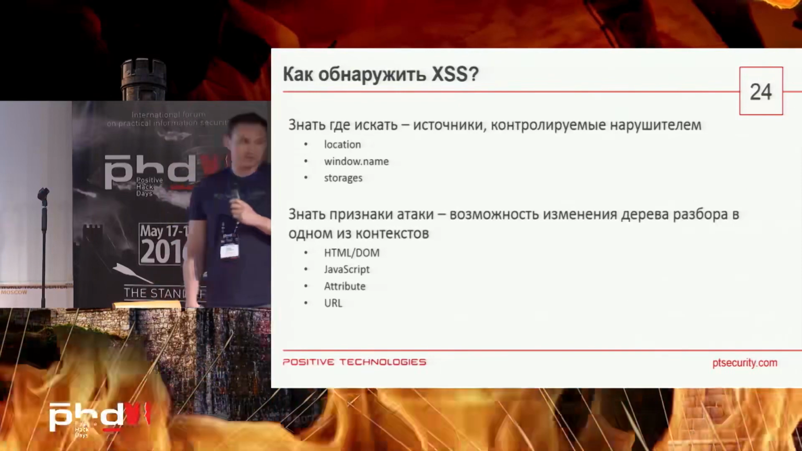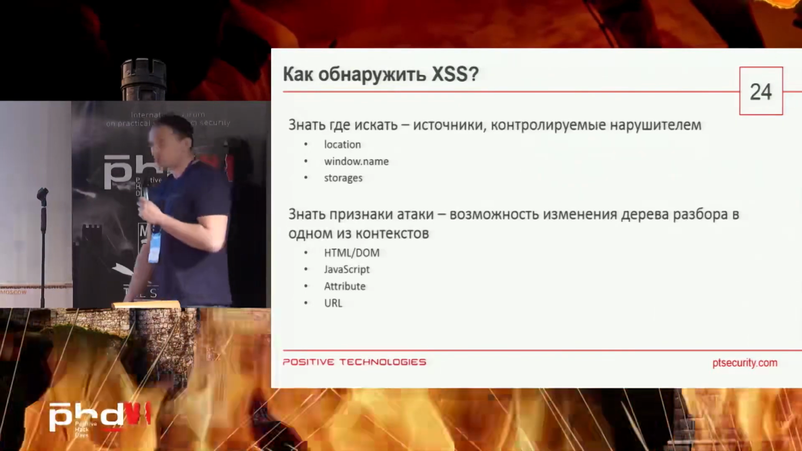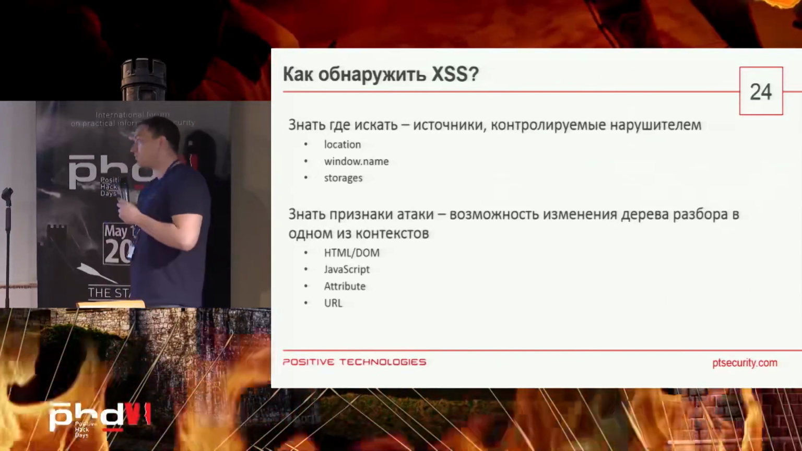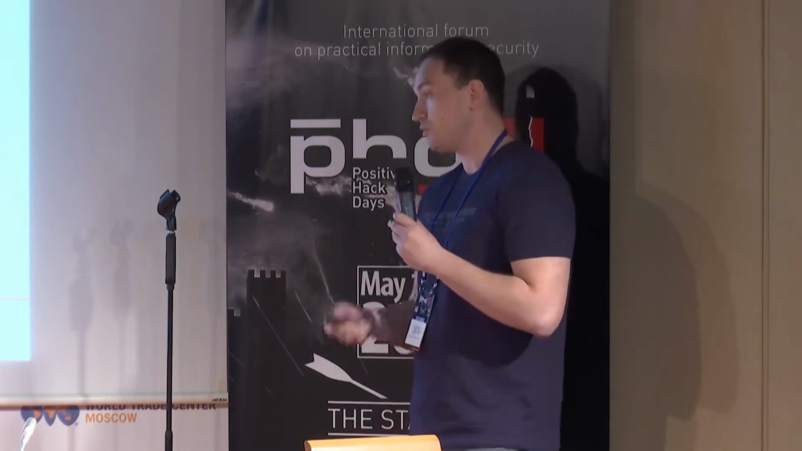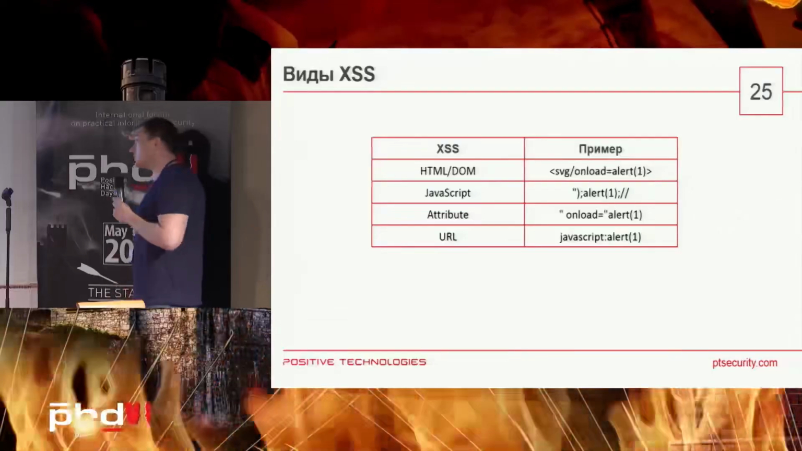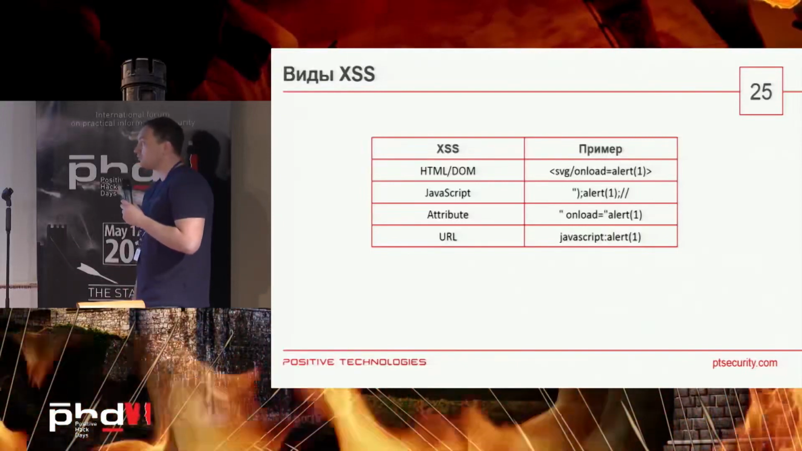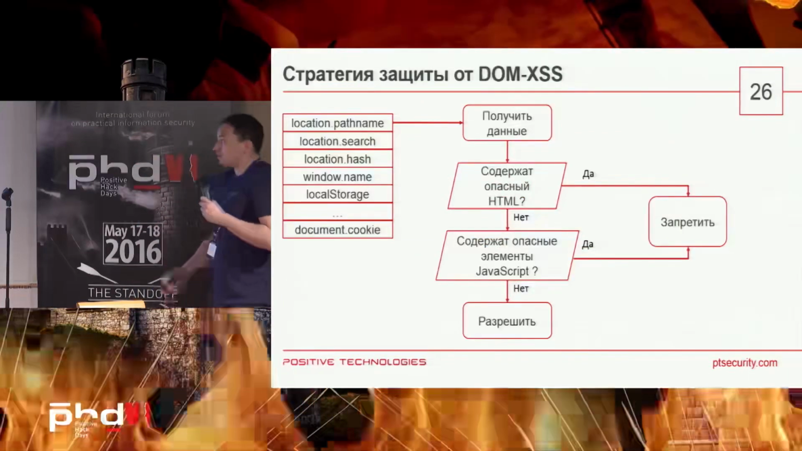And we also have to know the properties of the attack. The main property of an XSS attack is possible changes of parsing in a certain context, which can be HTML or DOM or JavaScript. The main attribute is that one of the trees of such parsing will be modified after an attack. Here you can see some XSS examples for different contexts, such as HTML, JavaScript attribute, or URL.